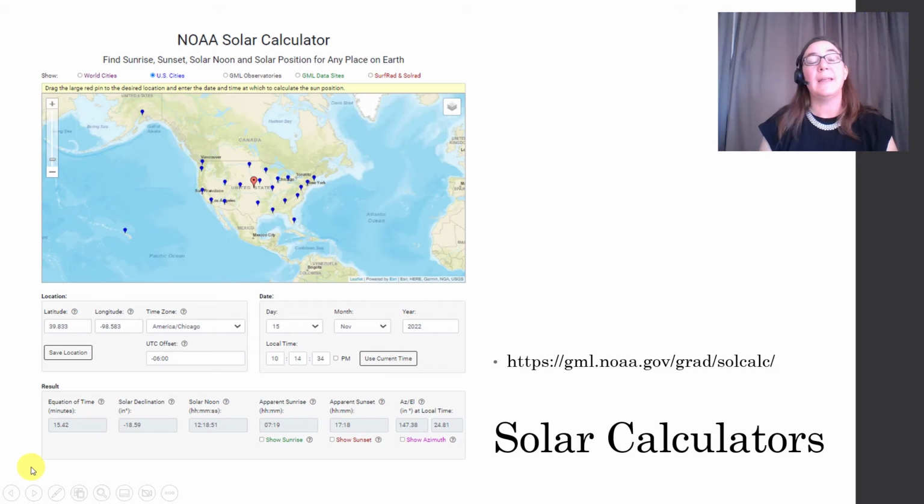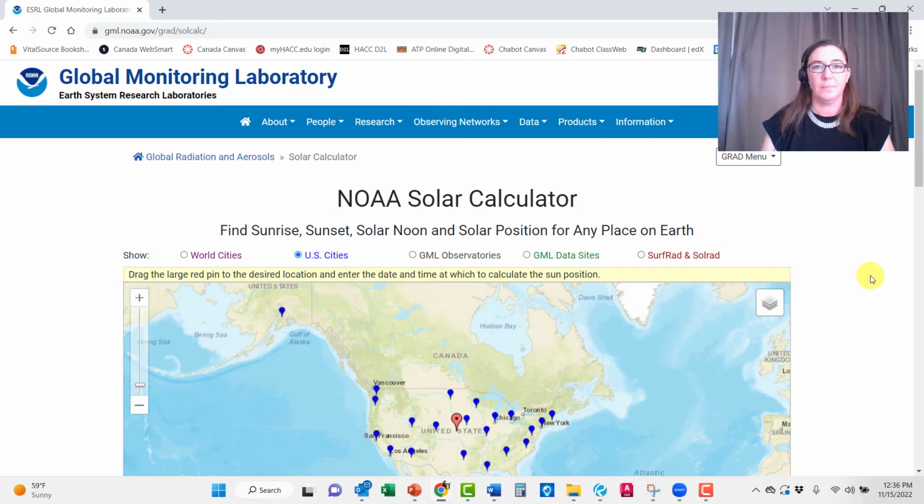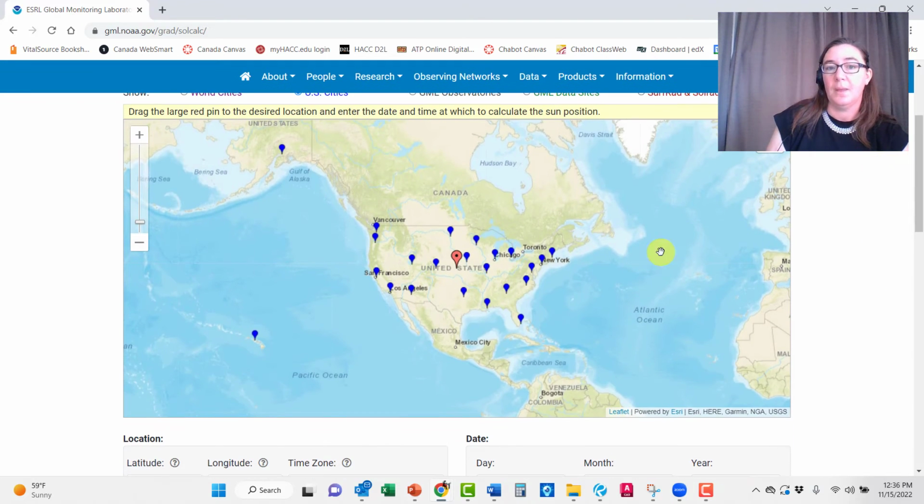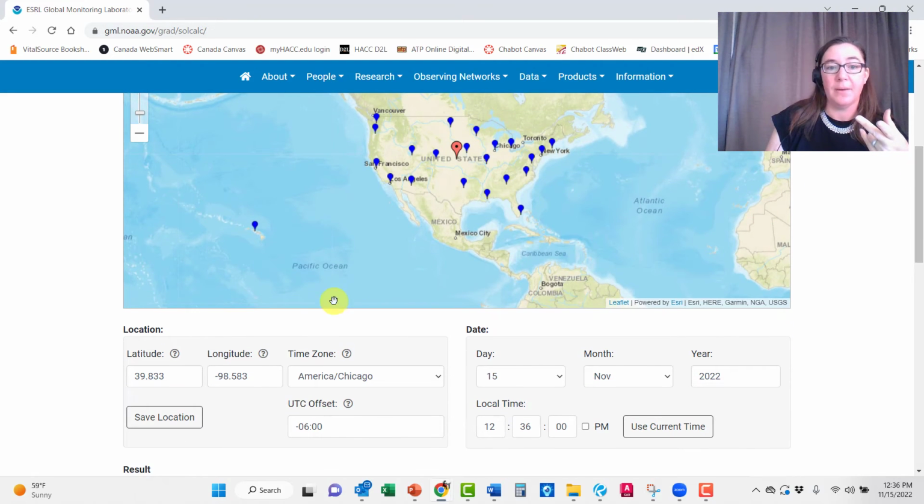Although this diagram really helps us visualize altitude and azimuth and the sun path for the different times of year, you can also use a sun path calculator to find the same information. So let's take a look. Here on your screen is one of the best that I've found, the NOAA Solar Calculator. And what you do is you can either pick up and drag your pin to a specific location, or you can come down here and specifically enter latitude and longitude.